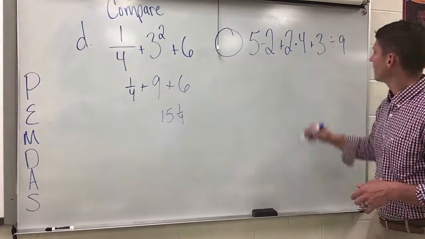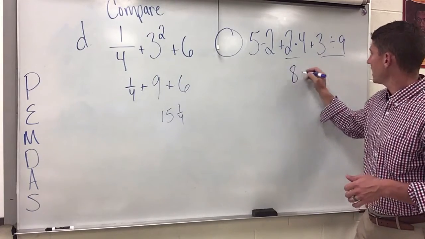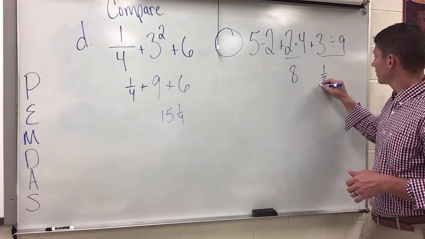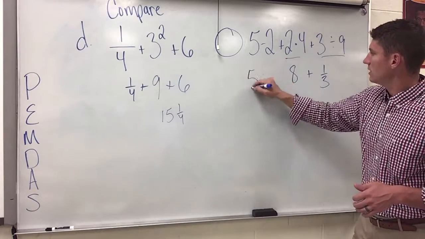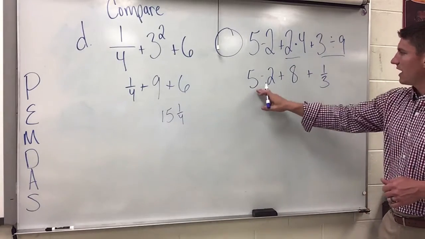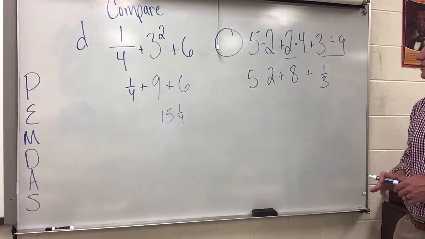Multiplication and division, I've got a set of multiplication and division right here that I can do. 2 times 4 is 8. 3 divided by 9 is going to give me 1/3, and I'll keep the same numbers and operations between those different values. So now I've got 5 minus 2 plus 8 plus 1/3.